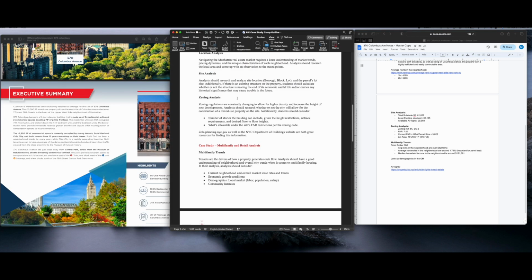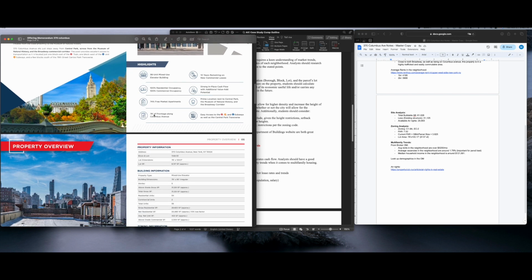On to zoning analysis. Basically, zoning is what the city and the board that comes up with these different rules allows you, as a property owner, developer, private equity company, whatever, to do on that site. And it varies by neighborhood, it varies by, I guess, borough. Everything is different, right? So we're dealing with the Upper West Side here.